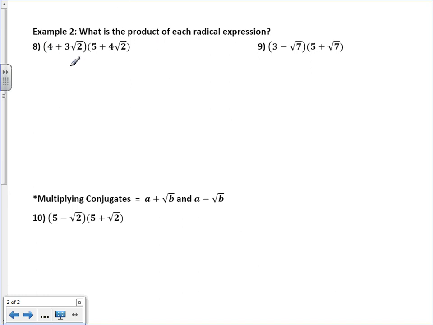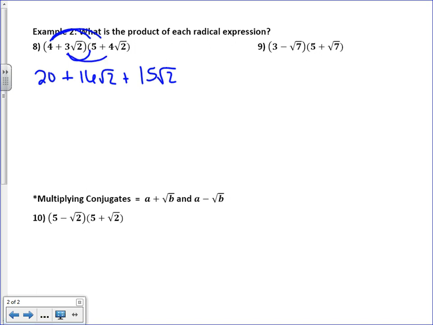And what probably feels right when you have 2 things in a parentheses times 2 things in a parentheses is to distribute. And that is correct. So I'm going to work through this distribution a little faster. 4 times 5, 20. 4 times 4 square roots of 2 is 16 square roots of 2. And these are Learning Target 2 questions. 3 square roots of 2 times 5 would be 3 times 5, 15 square roots of 2.